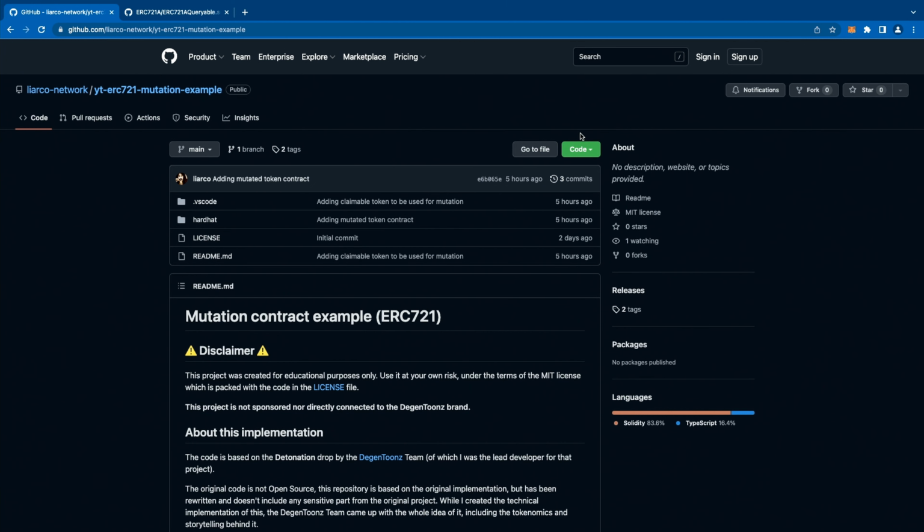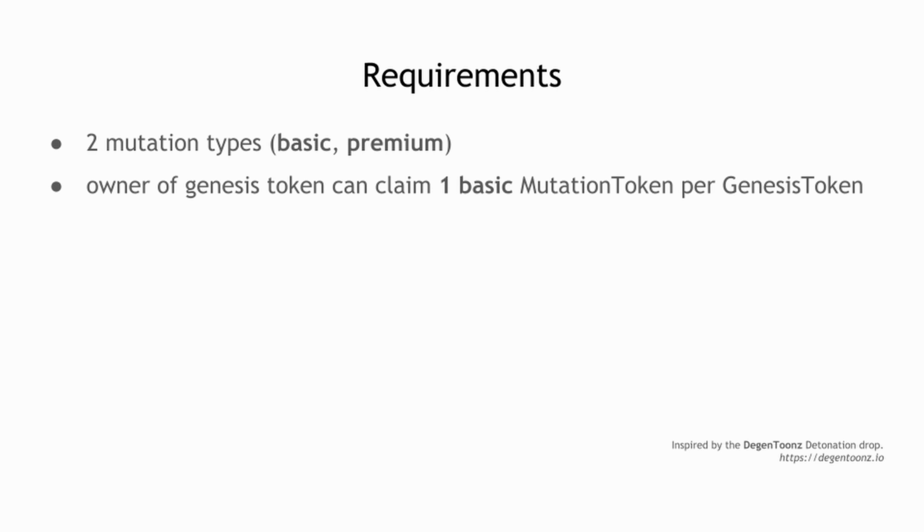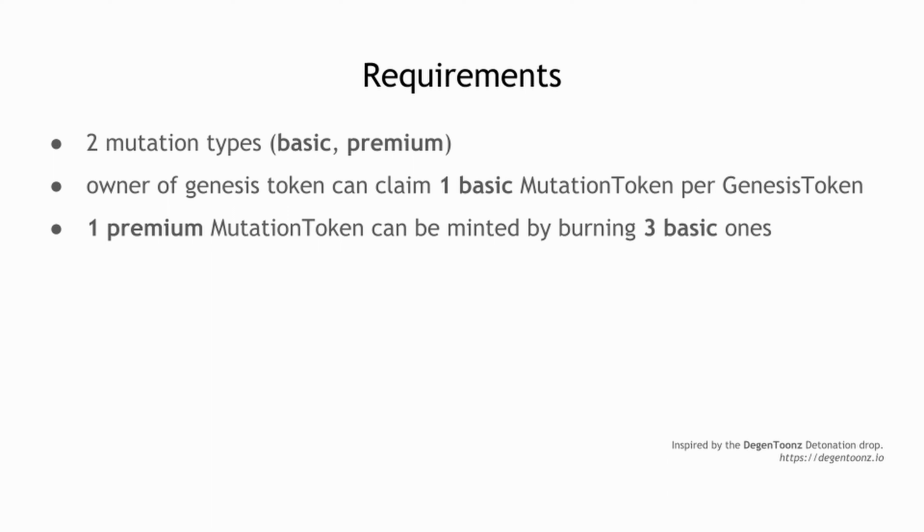Before getting into the code, let's talk about the requirements. There are two mutation types, a basic one and the premium one. Owners of the Genesis token must be able to claim one basic mutation token, so one mutation token per Genesis token. 3 basic mutation tokens can be exchanged for one premium token. It must be possible to query the contract for the claim status, so we can show this on a dApp.